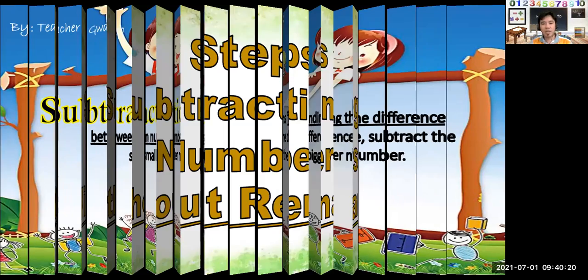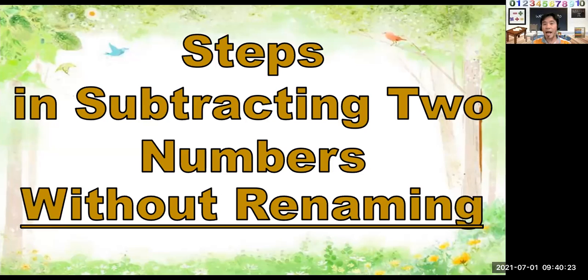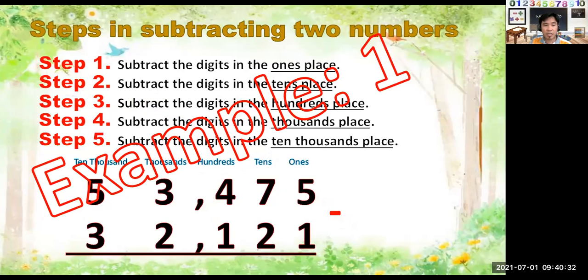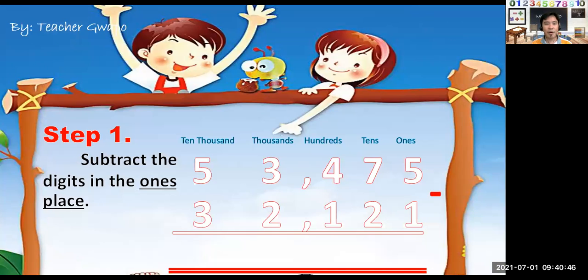Now, these are the steps in subtracting two numbers without renaming. It's very easy for you because this is without renaming. There are five steps. Example number one: 53,475 minus 32,121. Step number one: same as in addition, where we add the digits in the ones place, in subtraction we subtract the digits in the ones place.